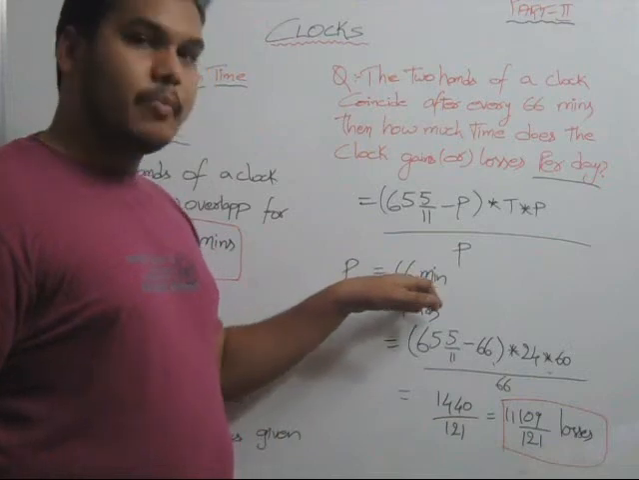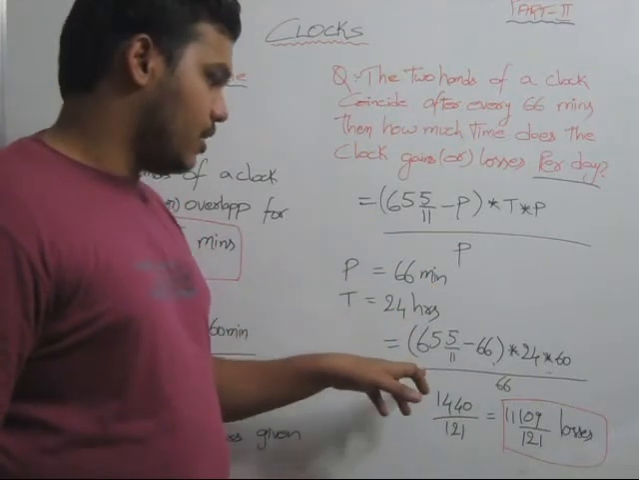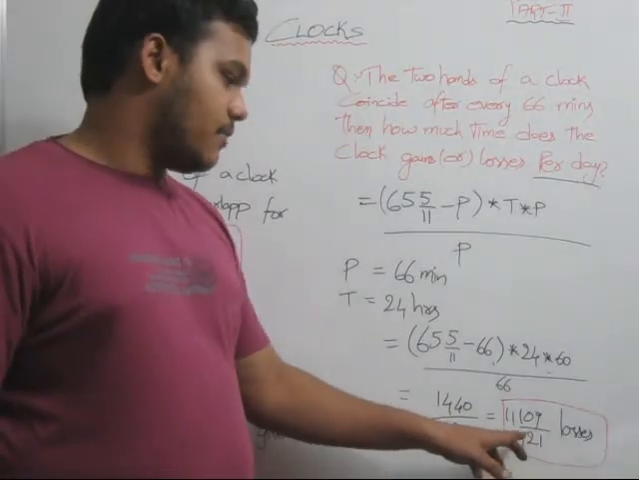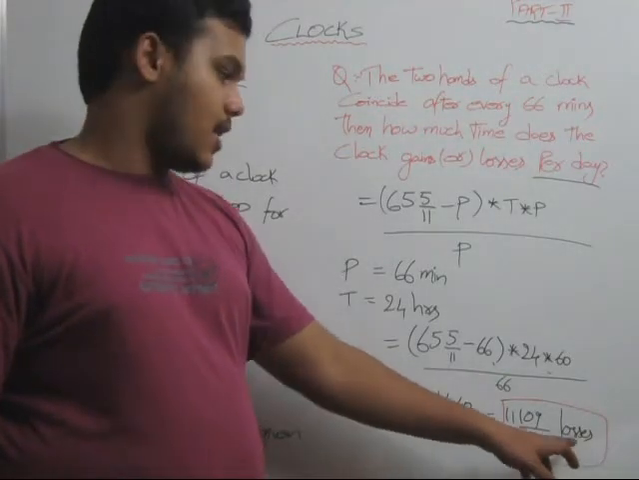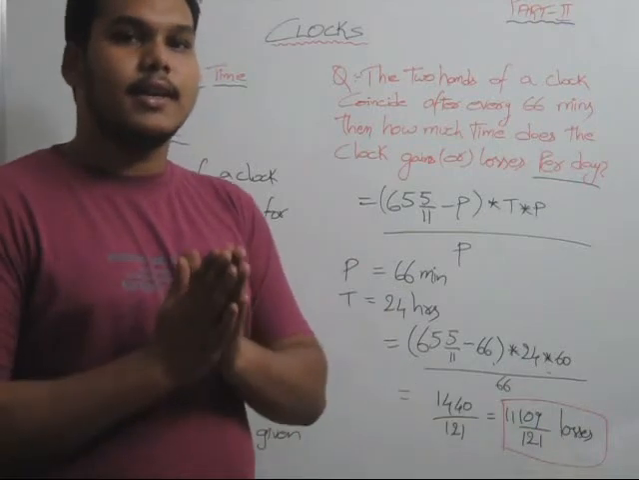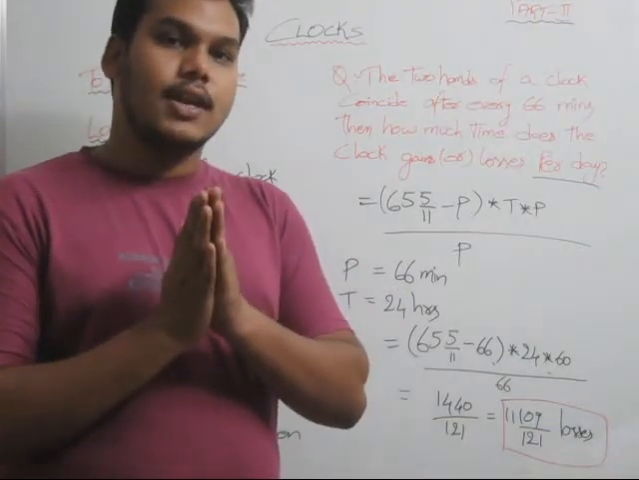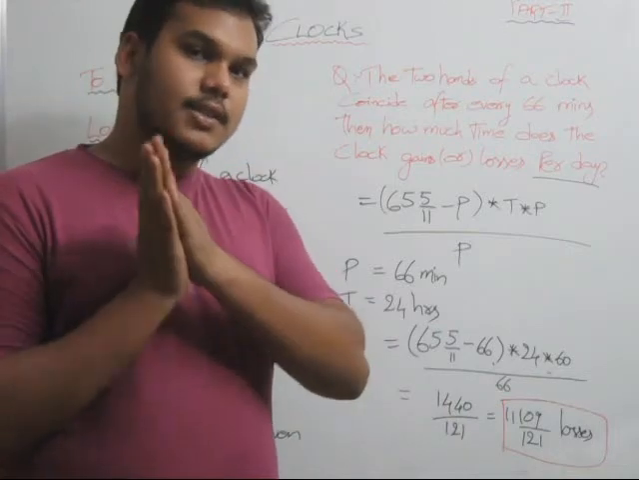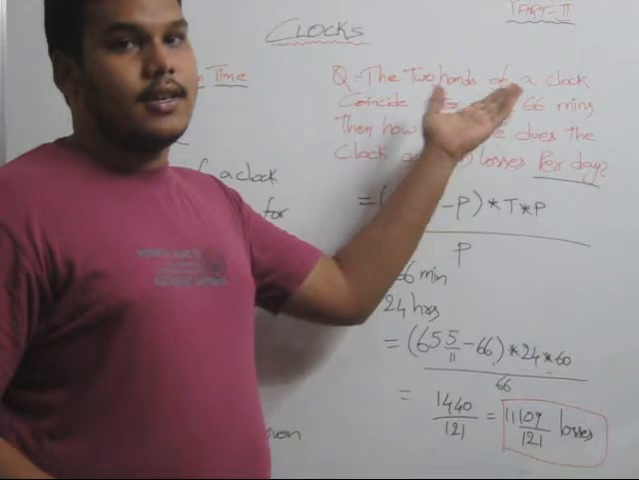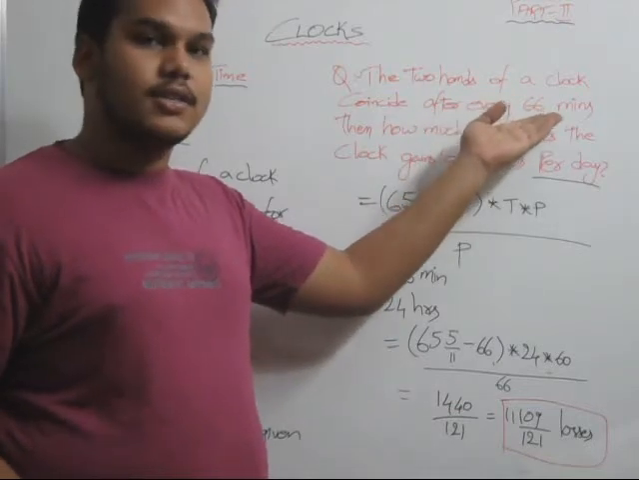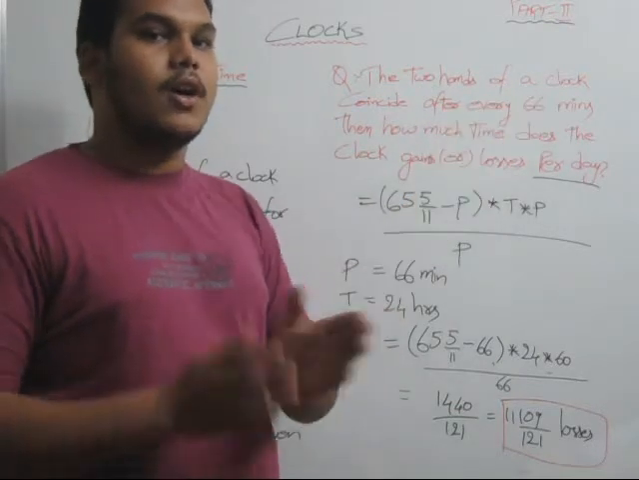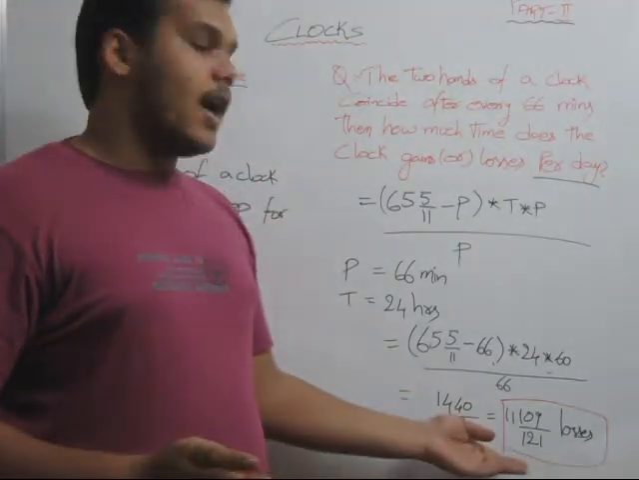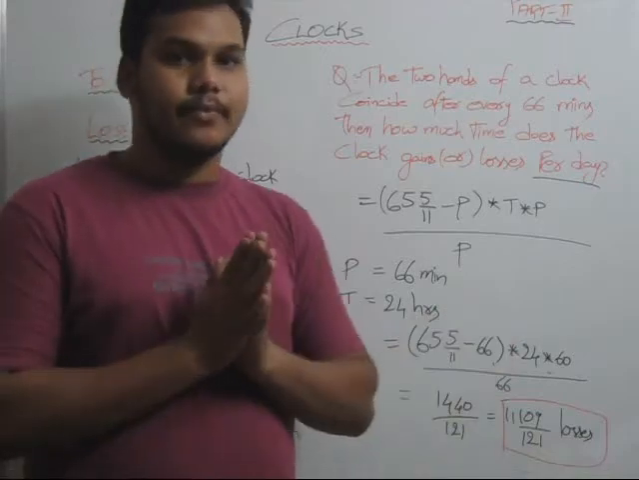By substituting the P value and T value in the formula, we get the answer as 1110/121 minutes as loss. As I said earlier, if the two hands coincide after greater than 65 5/11 minutes, then it is lost time. As he mentioned 66 minutes itself in the problem, obviously there is no chance of getting a gain time, so the answer would be lost time.